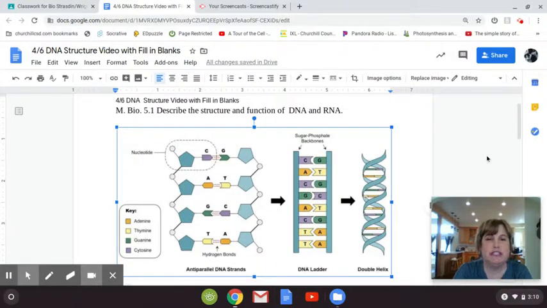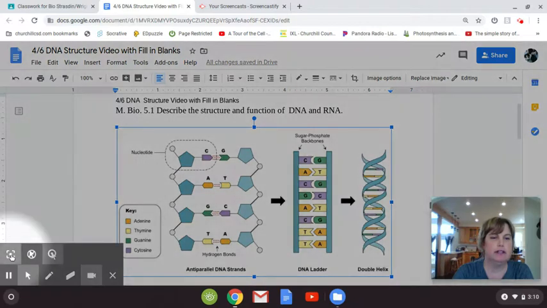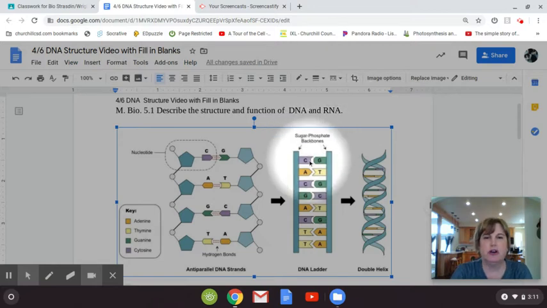Guys, so this is the video and structure of DNA part. And if you look right here, you can see that we have our learning target right here. Describe the structure and function of DNA, which is what we're doing today. And then later we'll do RNA. So that is the learning target for today.